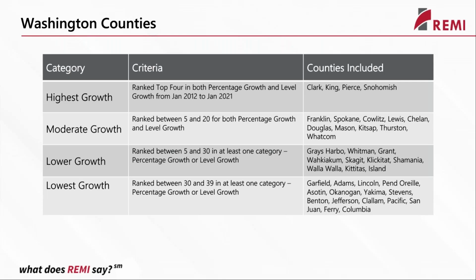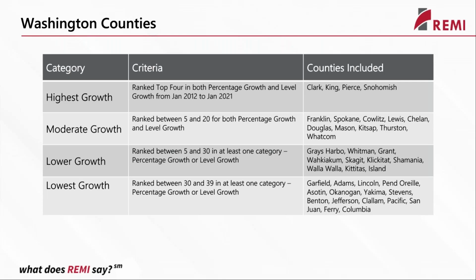Now we make this grouping using 2 different metrics. One is the percentage growth of housing prices from January 2012 to January 2021. We use Zillow.com data to make this analysis. We also analyze the dollar amount, the level amount that average housing prices have gone up in each county over that time period.